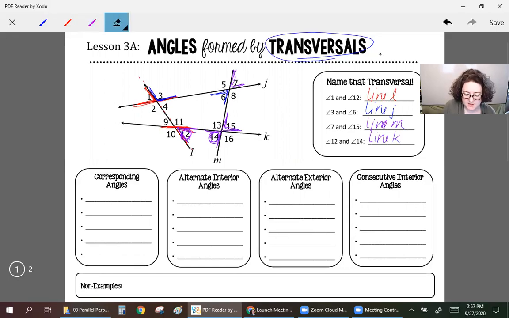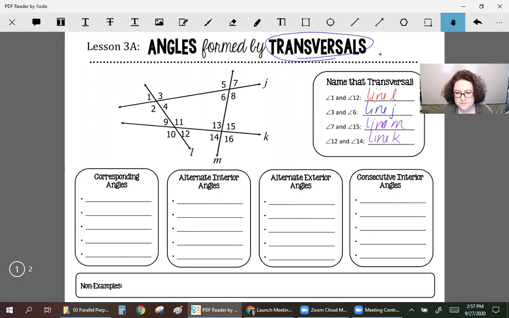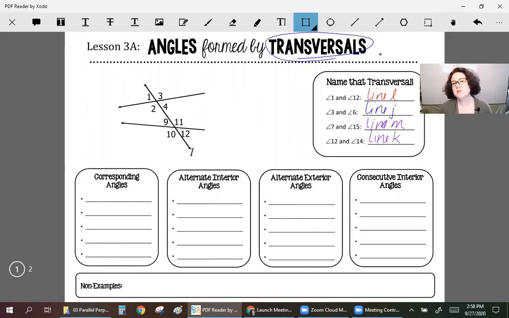Alrighty, so now let's look at some of these other pairs, and this is what we're going to refer to most often when we're looking at this unit and talking about relationships of angles and using those to solve problems. So our first step that we're going to look at is corresponding angles. So corresponding angles are angles that are in kind of the same location of an intersection. Now this might be a little easier to see if we just look at one transversal at a time. So I'm going to go ahead and cover up the right-hand side of my diagram. And right now, let's just look at transversal L.